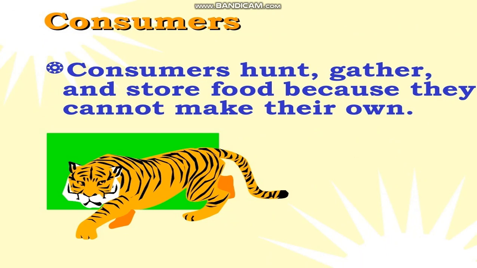The second is consumers. Consumers hunt, gather and store food because they cannot make their own food. This is the next link in the chain, and they consume food. There are types of consumers. We'll also talk about that in another session.